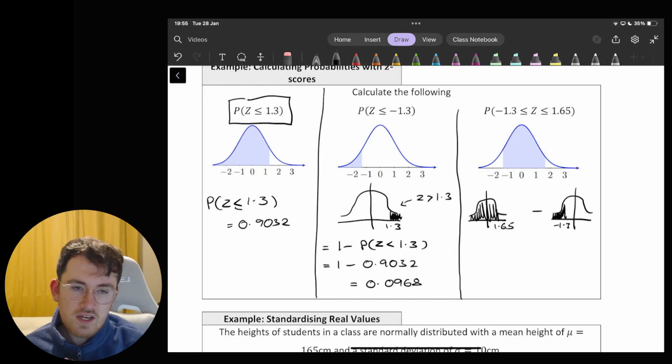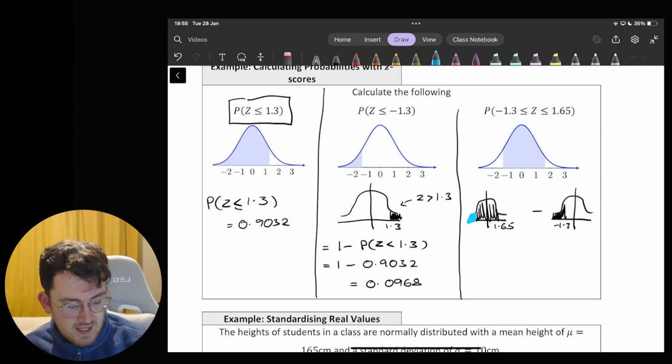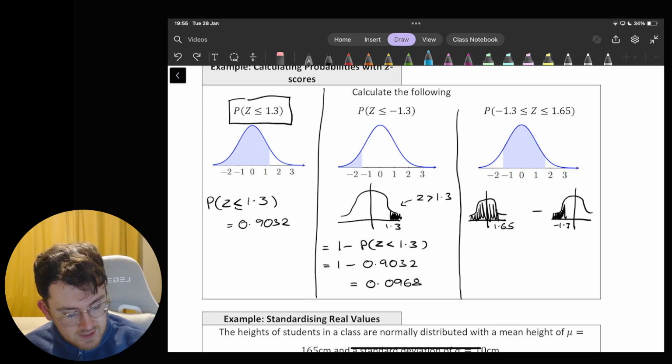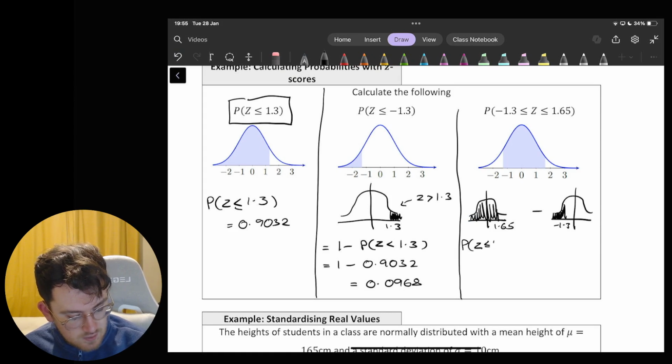So all of the area to the left of 1.65, and then taking away that small piece of negative area here, which would essentially line up with this part here that I want to remove. So putting all that together, that's going to be the probability that z is less than 1.65 minus the probability that z is less than minus 1.3.